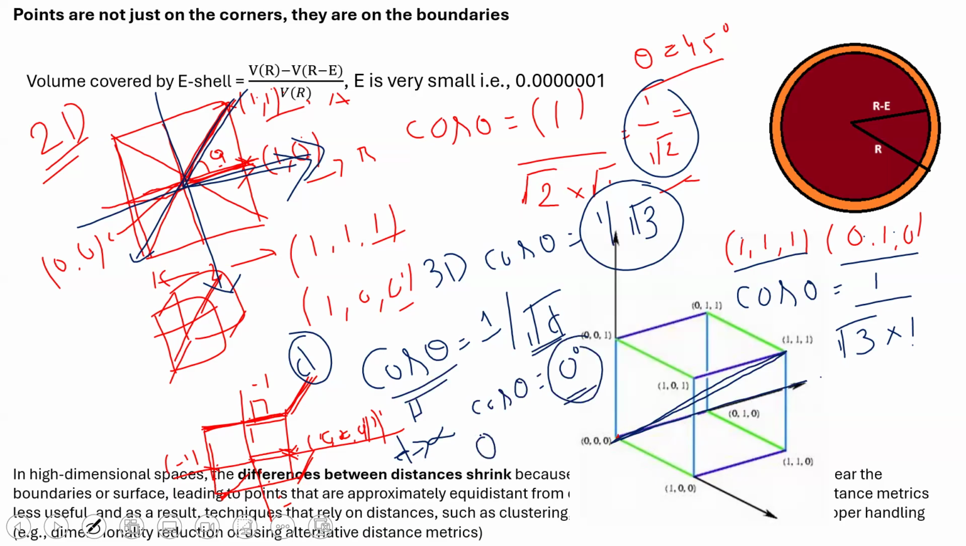That means theta is equal to 90 degrees. So in higher dimensions, the angle between the diagonal axis and the main axis is 90 degrees. We all know the angle between the main axes is always 90, but the interesting thing is the angle between the diagonal axis and the main axis is also 90 degrees. What that says is that in higher dimensions, the angle between any two axes is 90 degrees.